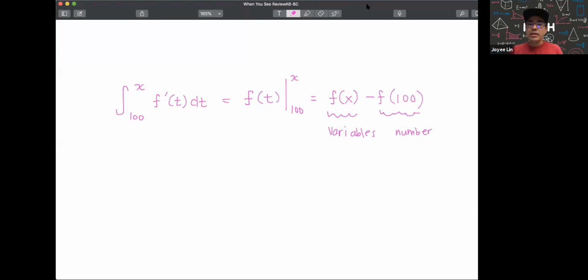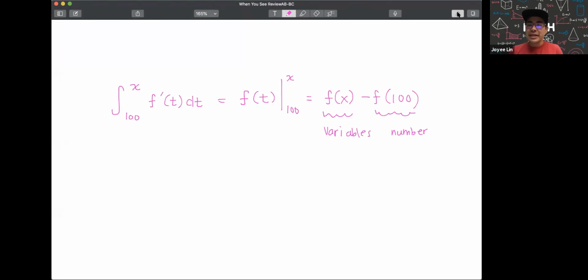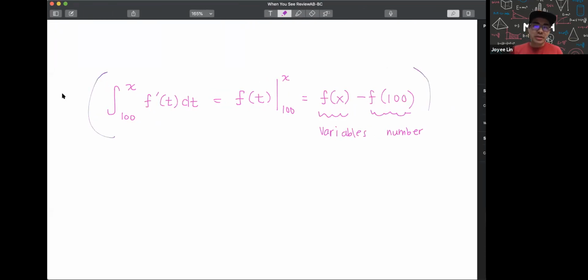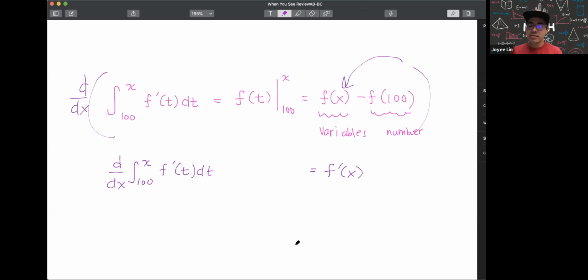Now, let's go ahead and hit this whole thing with a big derivative. I'm going to take this whole thing, hit it with a derivative. That does absolutely nothing to the left-hand side, right? The left-hand side is just d/dx of the integral from 100 to x of f prime of t dt. That doesn't change. What happens on the right side? Well, when I take the derivative of this side, this becomes f prime of x, right? And then this f of 100 goes away, that's 0.